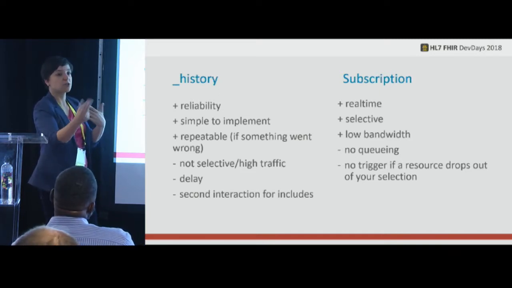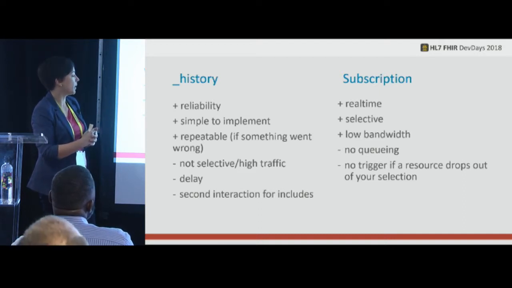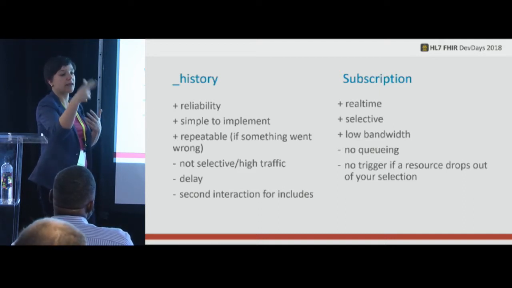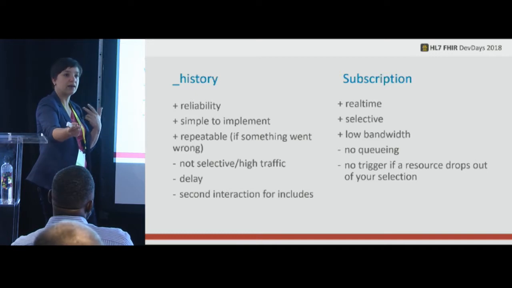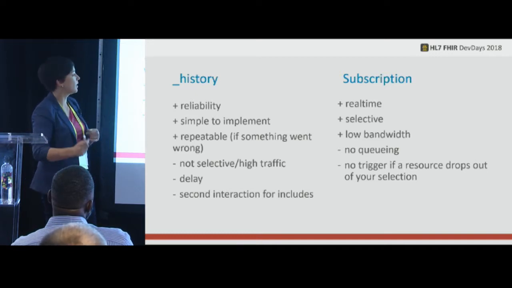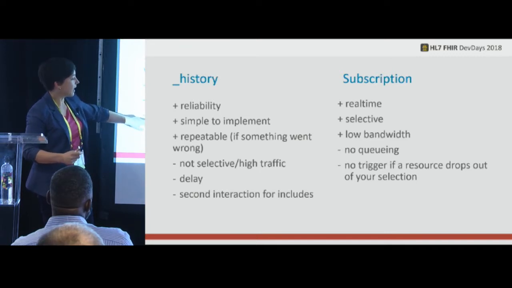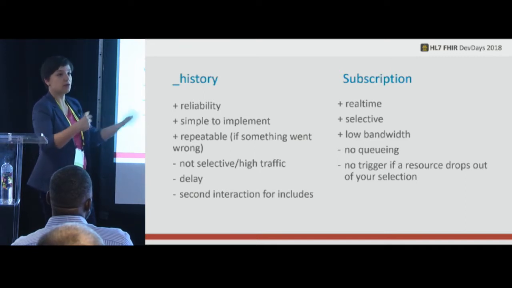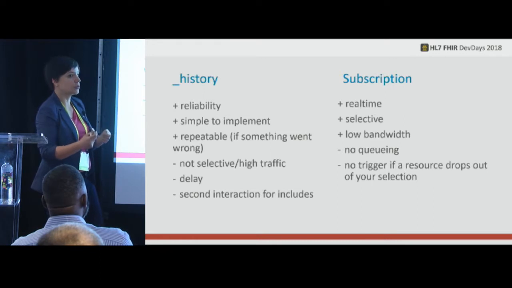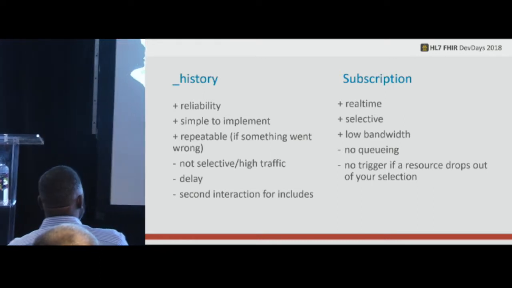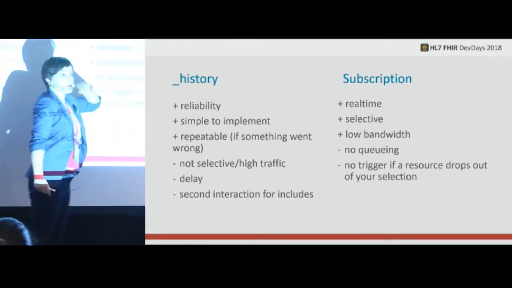That will be too much traffic and too expensive on a system. But if you poll every 5 minutes, you will have a delay of worst case 5 minutes before the data arrives in your system. Also, you need a second interaction to include all the other information that you need to put together your V2 message. Subscription is another way to accomplish that.